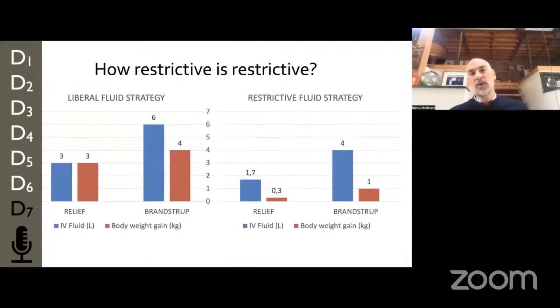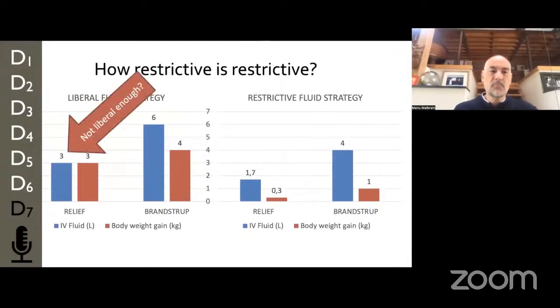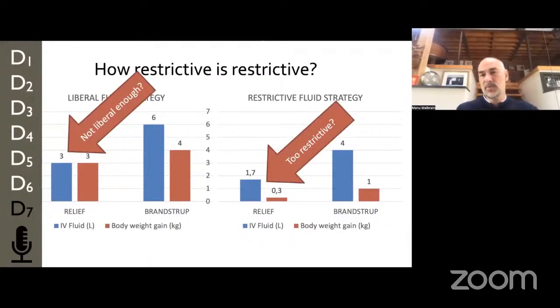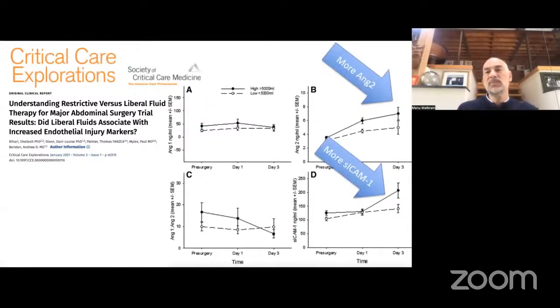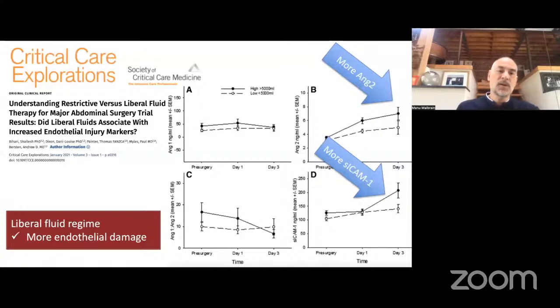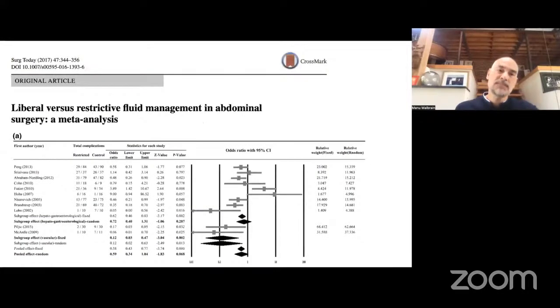So you could ask yourself how restrictive is restrictive. And if you compare the trial with the Danish study, you can see that maybe the trial was not liberal enough and maybe it was too restrictive compared to the other studies. So it's finding the separation between the two arms of the study. Is there any other data? Well, it may be that fluid overload may cause more endothelial damage, so initially the healthy and the sick capillary.